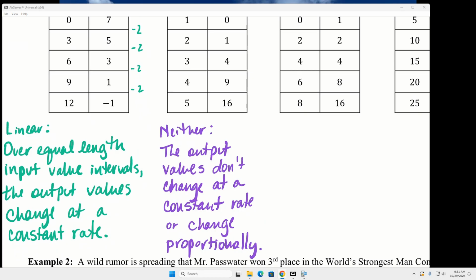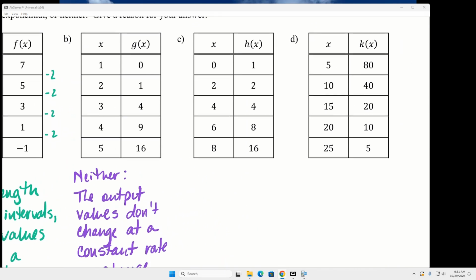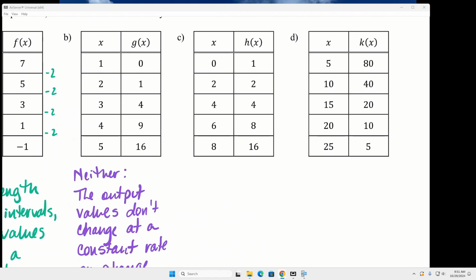All right, let's look at the next one. Input values are good. What's happening on these output values? You're multiplying by 2. Very good. All right, so when you're multiplying the output values by the same thing, then that is going to be exponential.